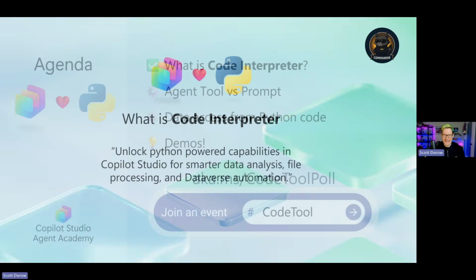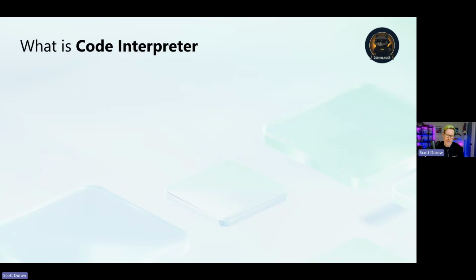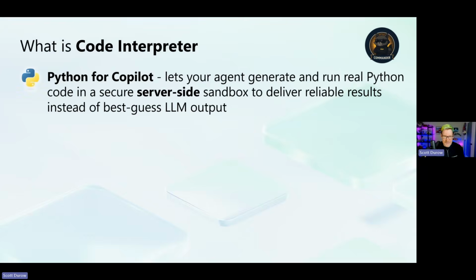It's very much about bringing Python, that deterministic way of running code, into the world of LLMs and into the world of agents, so that we can just do more and add more intelligence to our agents. It really does unlock some exciting capabilities. It brings us to a place where our agent is starting to be more like an analyst. So what is Code Interpreter then?